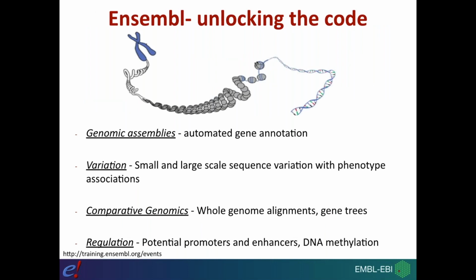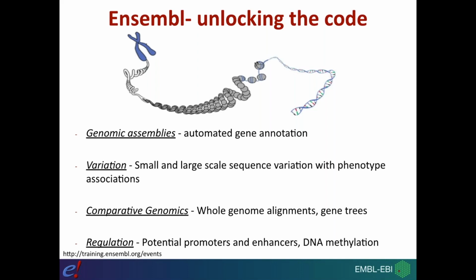So for each of these species, we have a lot of data associated with them as well. For all the species in both Ensembl and Ensembl Genomes, we present the publicly available genomic assemblies with gene annotation that's either generated by ourselves using our own automated gene annotation pipeline, or for the non-vertebrates imported from the different communities that have produced the genome assemblies and annotations. We also present variation data.